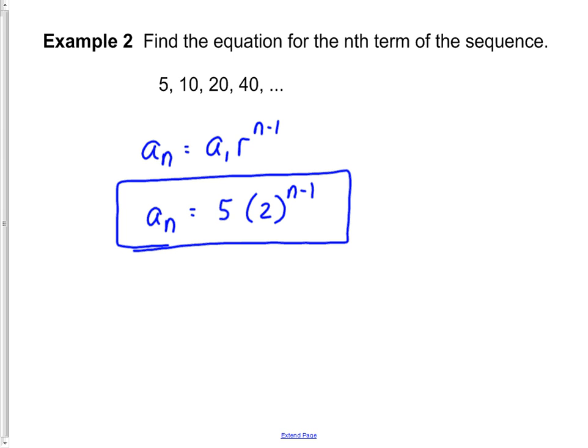We can always make sure this works by testing it on one of the numbers in the sequence. So let's try the fourth number. So that would mean a sub 4 is going to equal 5 times 2 to the 4 minus 1 power. So 2 cubed is 8. 8 times 5 does equal 40. The fourth term of the sequence should be 40, and it is.